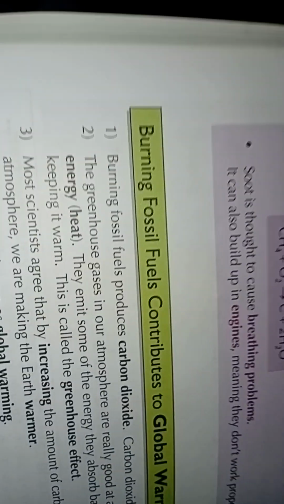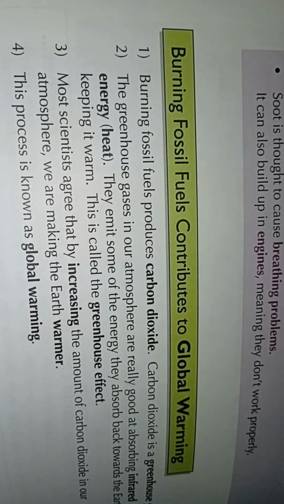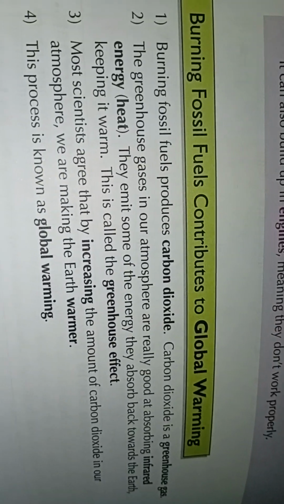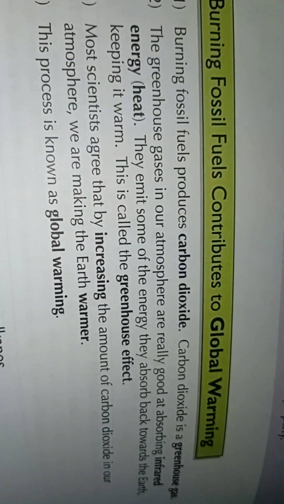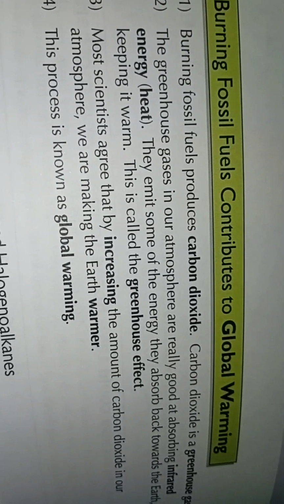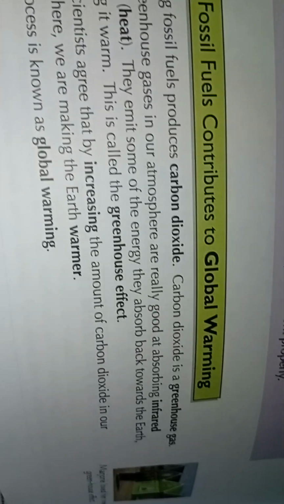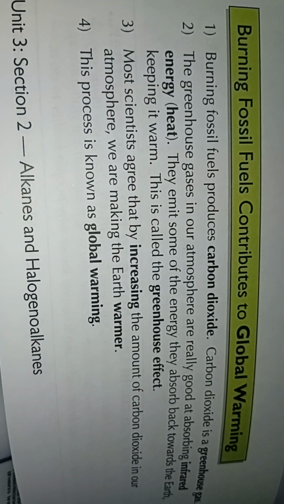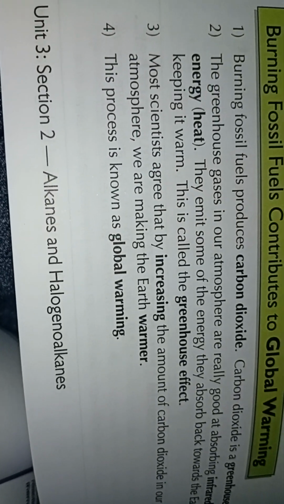So burning fossil fuels, including petrol, gasoline, contributes to global warming. Burning fossil fuels produces carbon dioxide. Carbon dioxide is a greenhouse gas. The greenhouse gases in our atmosphere are really good at absorbing infrared energy, heat. They emit some of the energy they absorb back towards the Earth, keeping it warm. This is called the greenhouse effect. Most scientists agree that by increasing the amount of carbon dioxide in our atmosphere, we are making the Earth warmer. This process is known as global warming, so that's not good.